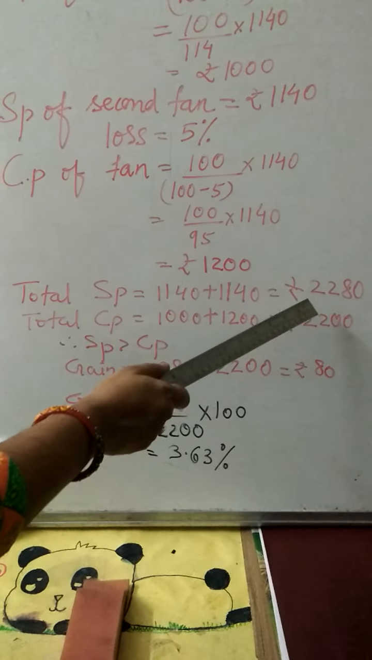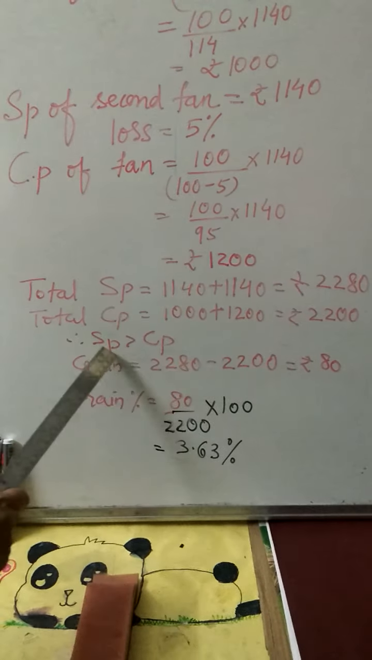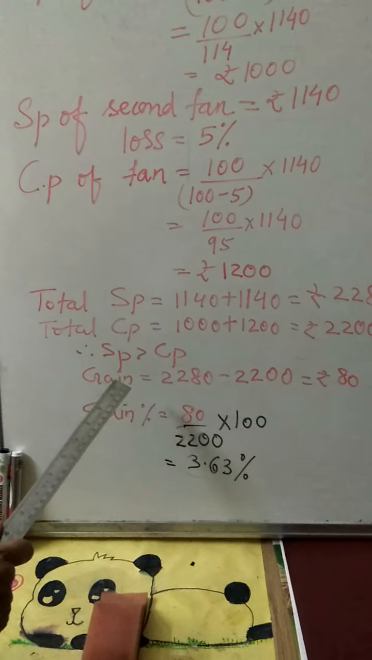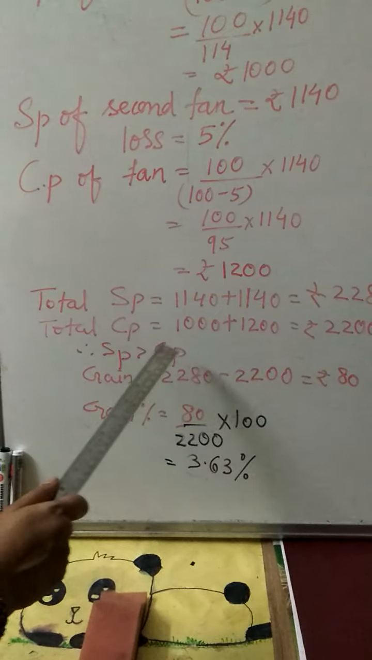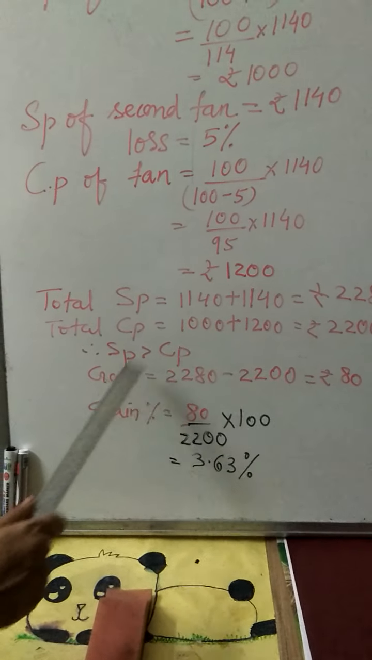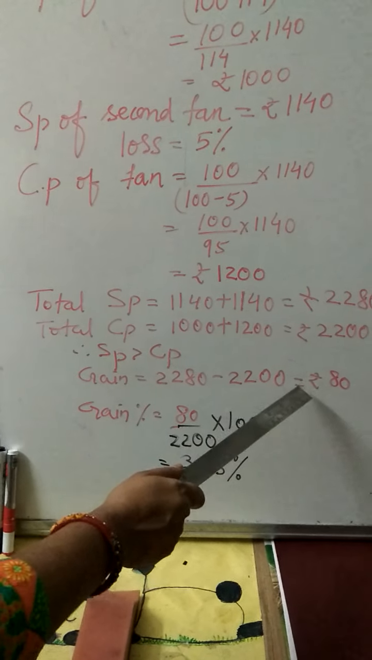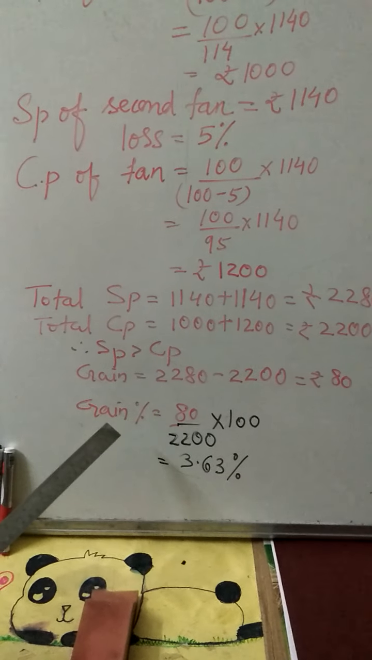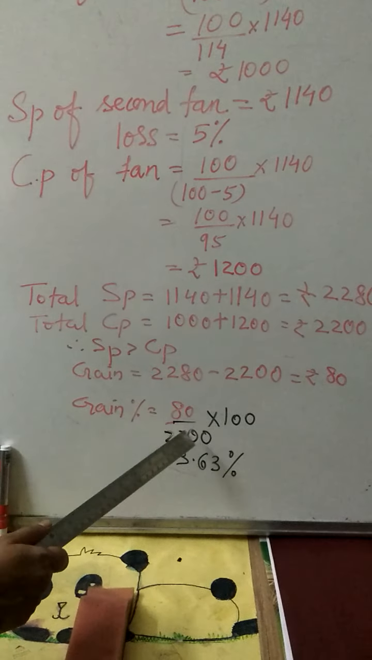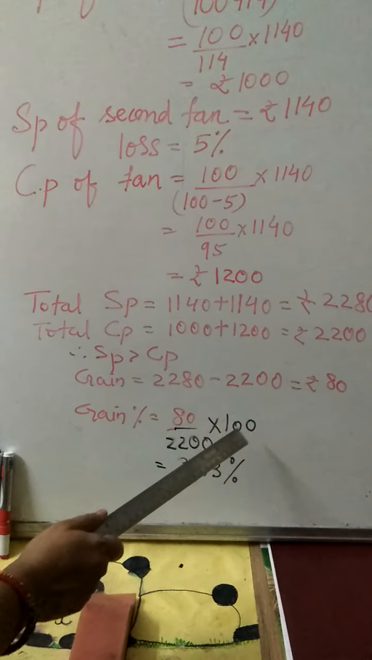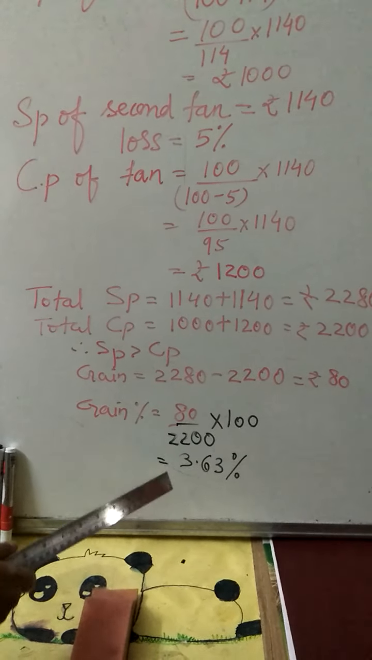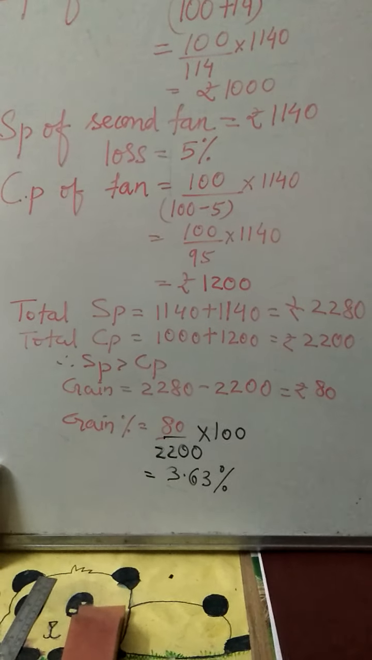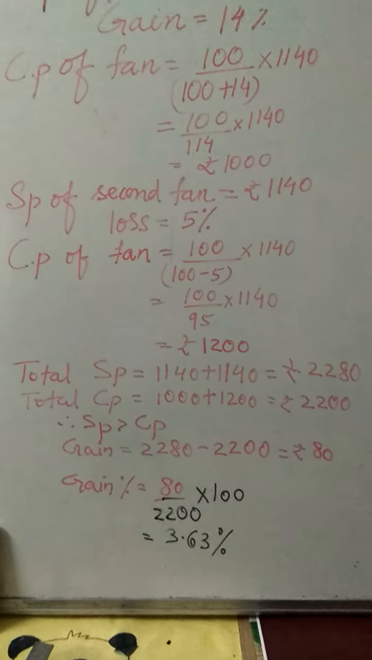Now you have to compare both, which is greater, CP or SP. By inspection you can see that SP is greater than CP. So which formula do you have to apply? That is SP minus CP. So gain equals SP minus CP, that is rupees 80. Then calculate gain percent. The formula for gain percent is profit by cost price into 100. Put the values and calculate, and gain is 3.63%.